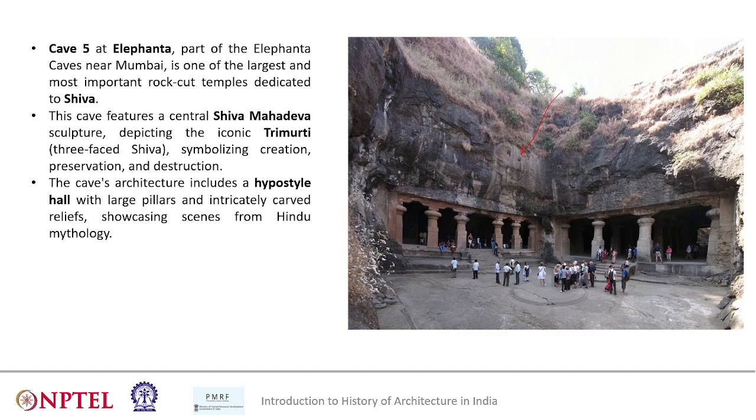When I say hypostyle, the word style basically refers to pillars or columns. So you can understand that there's this hall which has columns all around. Large pillars are there, and they are intricately carved with several scenes from Hindu mythology.